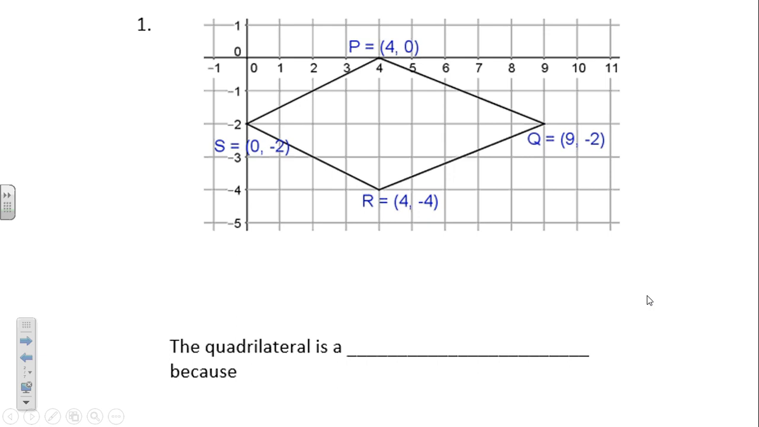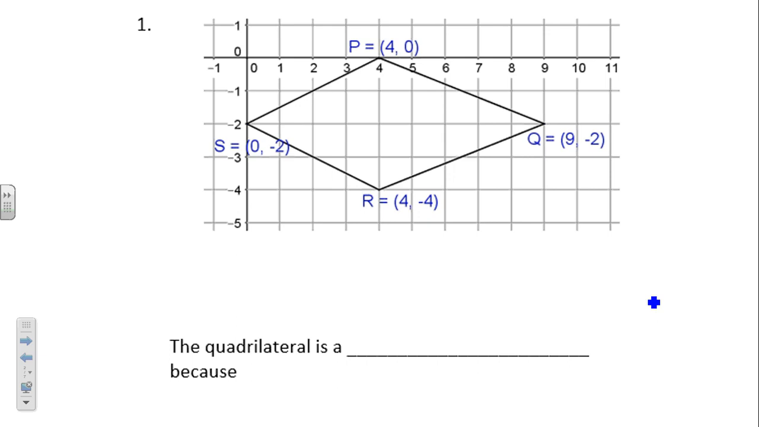Okay? What else could it potentially be? A kite, maybe. Maybe a rhombus. Okay? Definitely not a square or rectangle, right? And it doesn't appear to be a trapezoid. Okay? But just because it looks like something isn't going to get you any points on the test. You have to show me mathematical proof. Okay? So what I want you to do is I want you to make some triangles here.